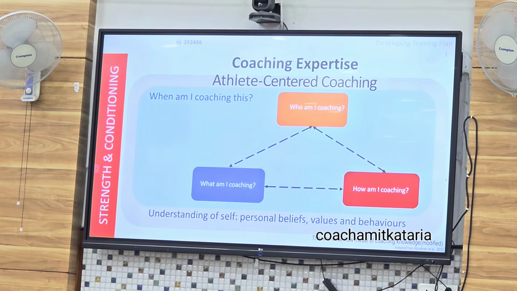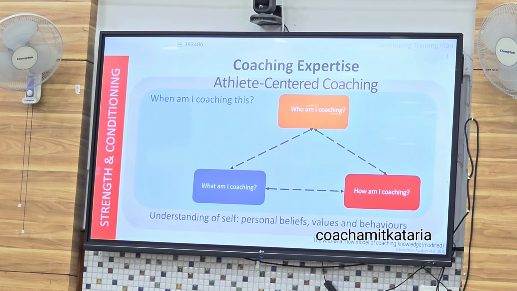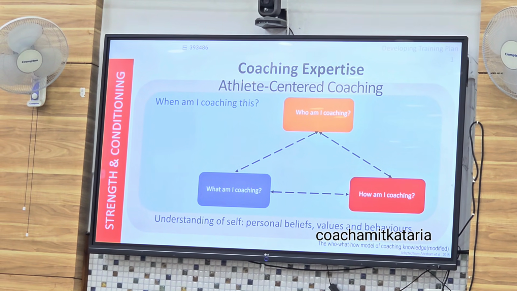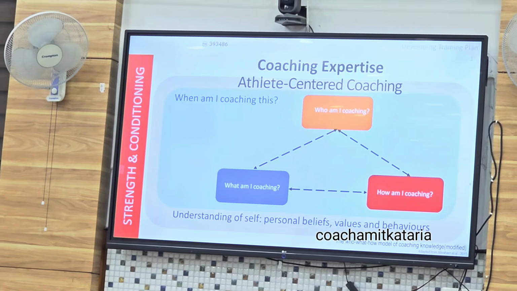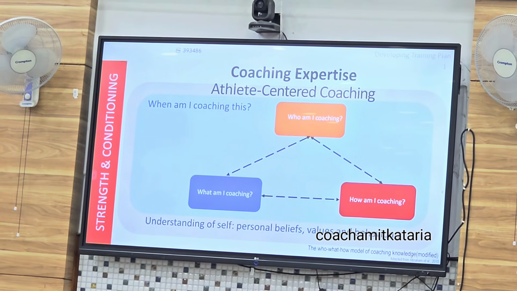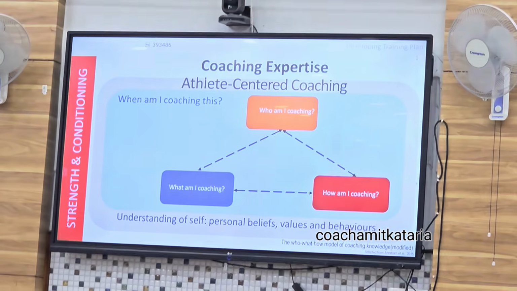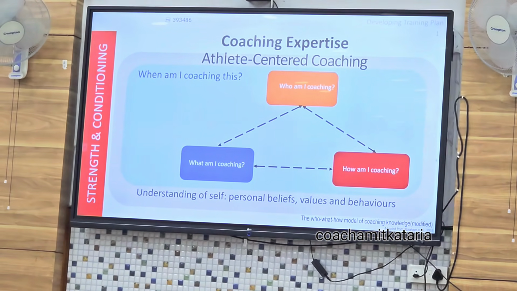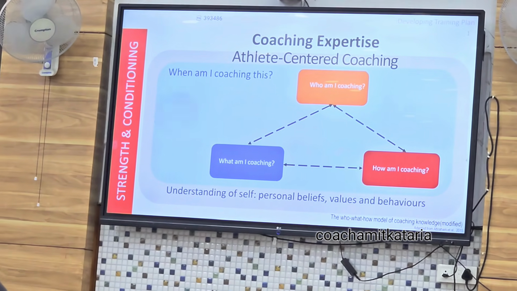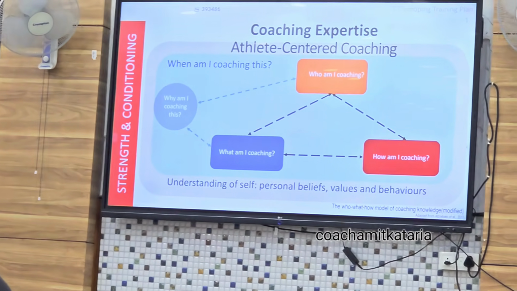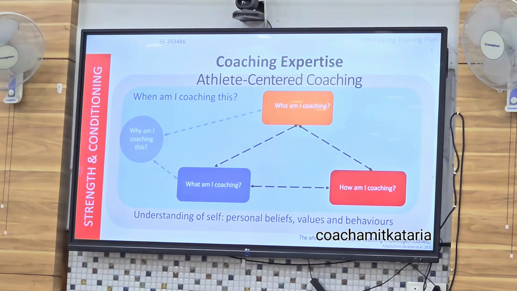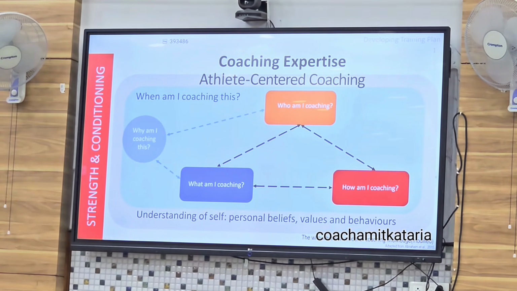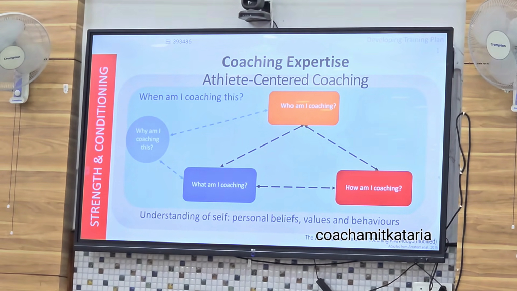The third thing is what am I coaching? The point is what am I coaching? So from here, what exercise or the methodology I am using, why I am using. And the next thing is why am I coaching this? और ये मैं coaching कैसे करूँ? These are the questions you ask yourself. ये क्वेश्चन है इसमें हम ट्रेनिंग प्रोग्राम को हम बना लेते हैं.